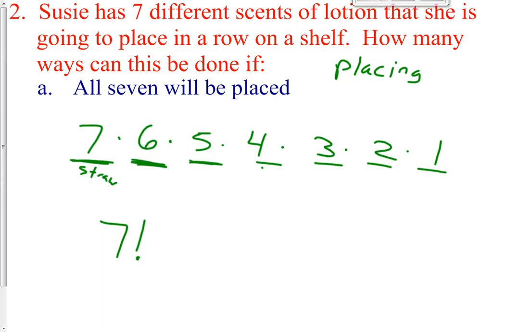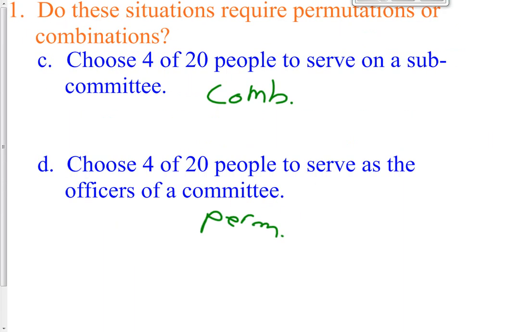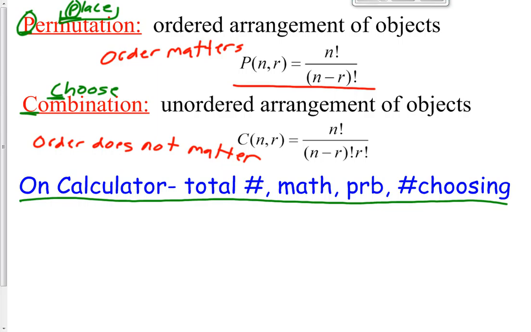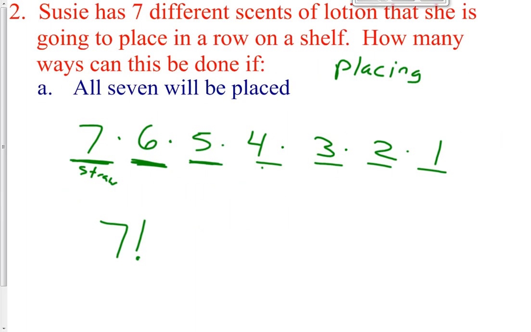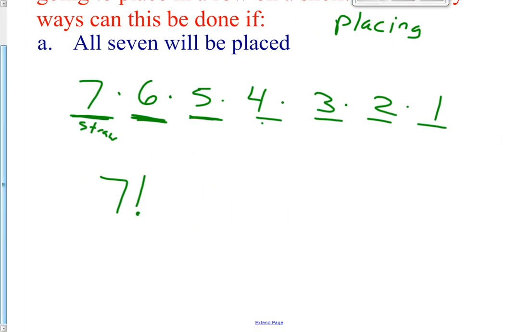Another thing that you can do is you can use our formula right here: the total number, then whether it's a combination or permutation, and then the number choosing. So here's what that means. It's a permutation. There are 7 different scents of lotion, and we're placing all 7 of them. So it's 7P7. Let's show you how to do these things in your calculator now.